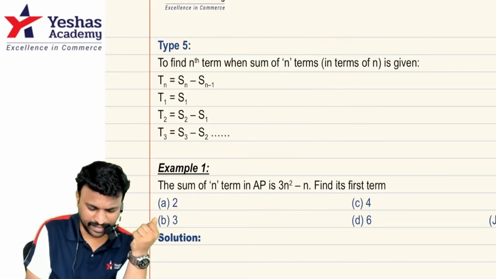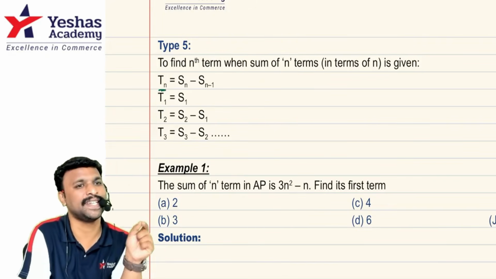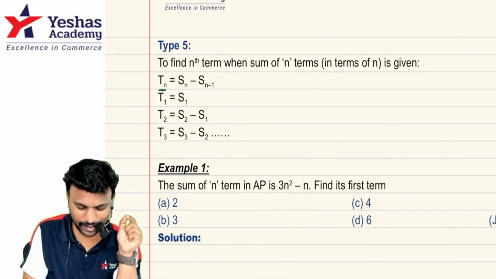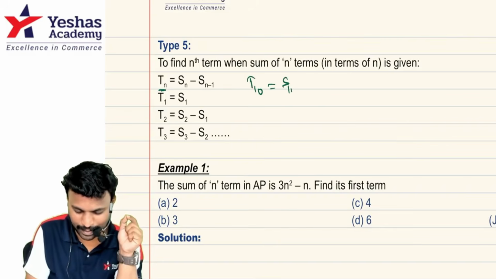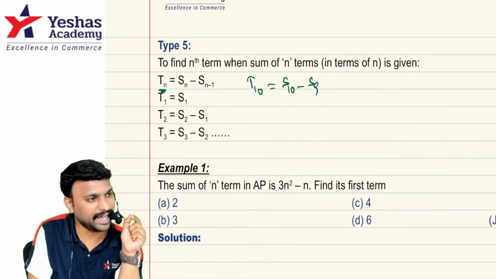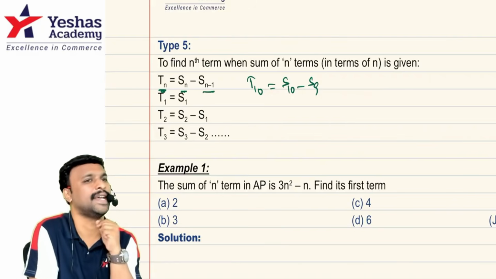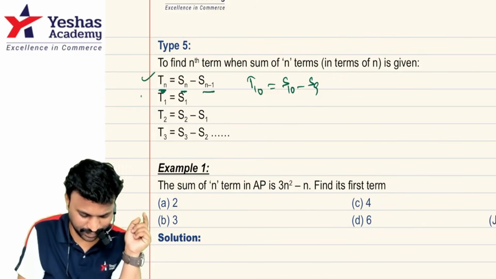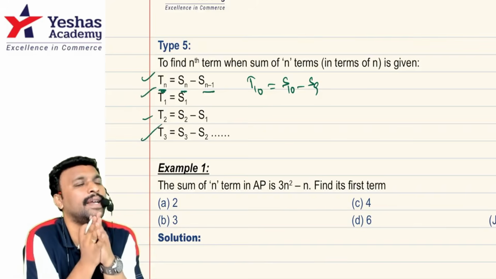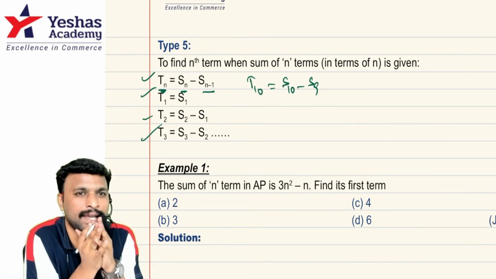In general, if they ask the nth term, don't you think it is Sn minus Sn minus 1? Because T10 is S10 minus S9. So Tn is Sn minus Sn minus 1. Have you understood each of these? Everybody, clear? Yes or no?